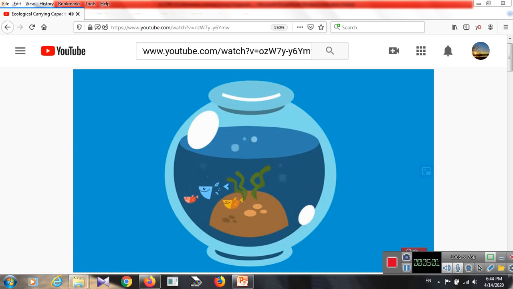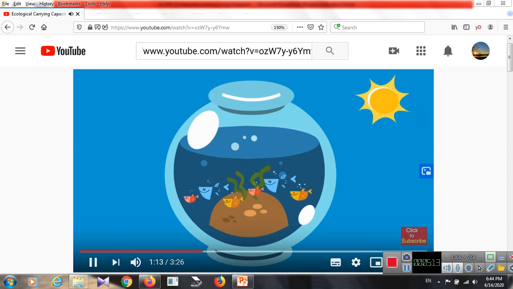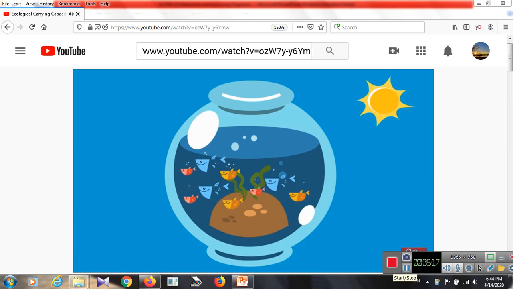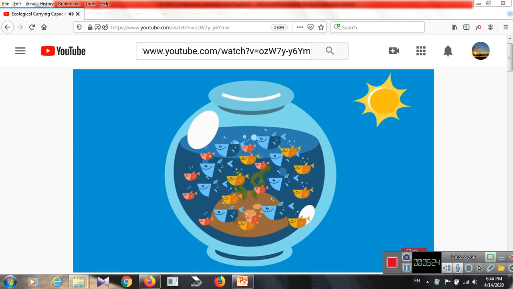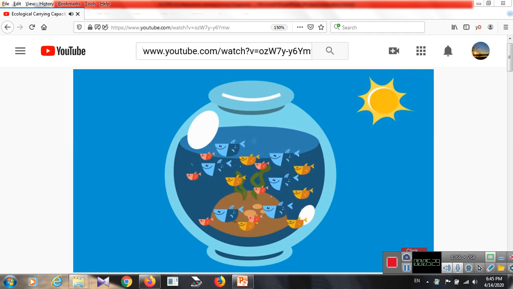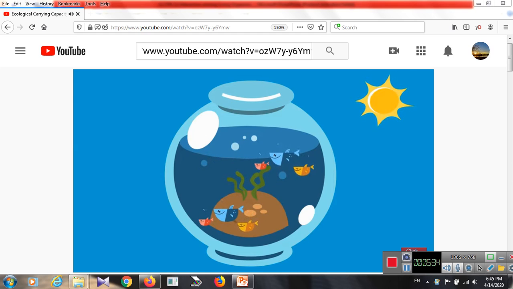Let's take a look at the fish family that lives in the fish bowl. Life is plentiful. There's plenty of space, there's food to eat, there's energy from the sun, and they're able to reproduce rapidly. However, as they reproduce, the resources can become limited. They're limited by space and the amount of food. However, they're still able to reproduce. Eventually, there are so many fish that some of the fish begin to die off because there's not food to eat and the space is limited by the size of the tank. They have reached the carrying capacity.